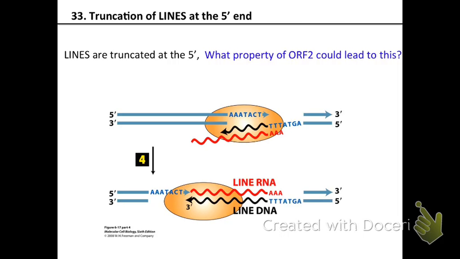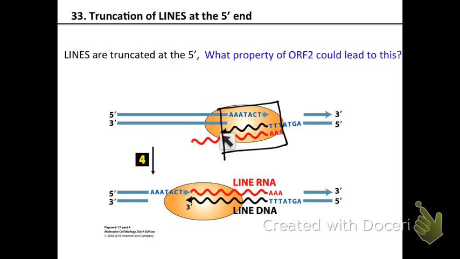So this guy is making a copy, and if it falls off before it reaches the end of the LINE RNA, what you're going to have is a LINE element that is essentially that long, right? Instead of the whole thing. So that's how you have lots of truncated copies of the LINE elements.